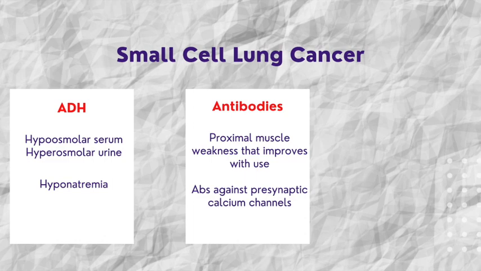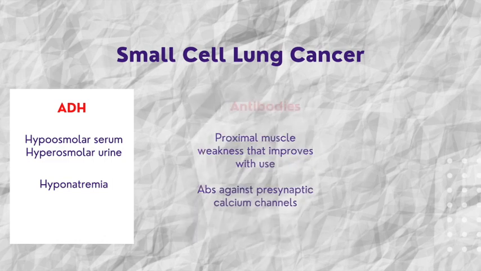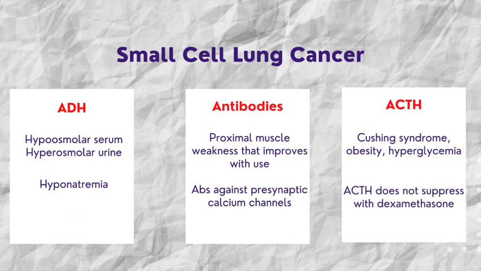The third A stands for ACTH, and this is associated with Cushing's syndrome, obesity, and hyperglycemia. It's very high yield to note that if you do the testing with this, ACTH does not suppress with dexamethasone. Because remember, normally, if you give dexamethasone, this should suppress ACTH. But because it's being produced by this cancer and has nothing to do with anything normal, it will not be suppressed when you give the dexamethasone. If that was a bit confusing for you, don't worry. Just pause the video, rewind it, and listen to it again.